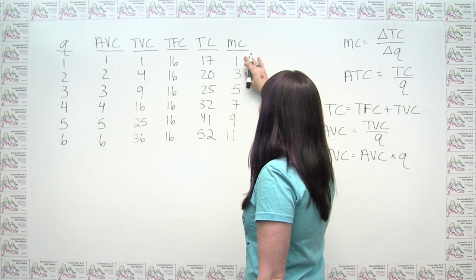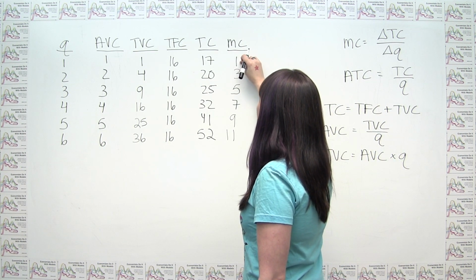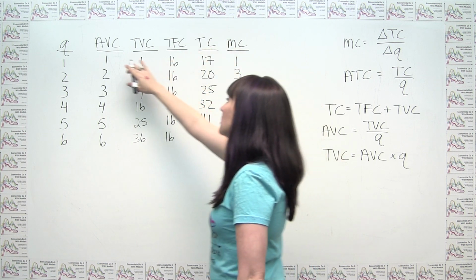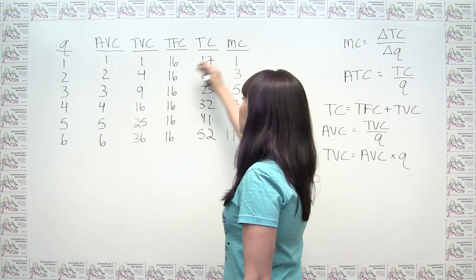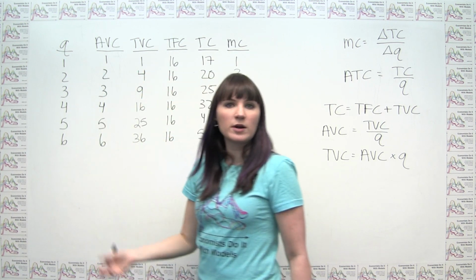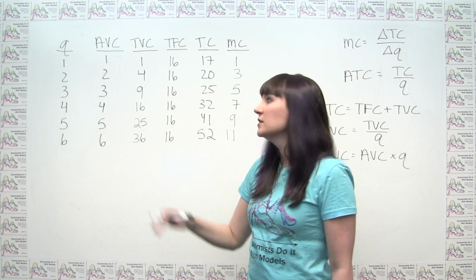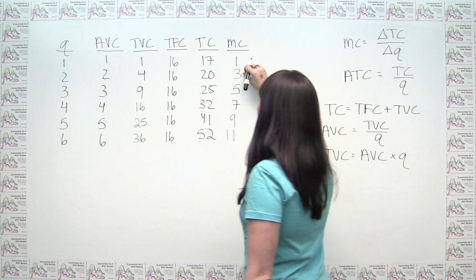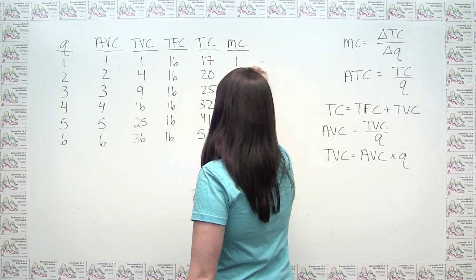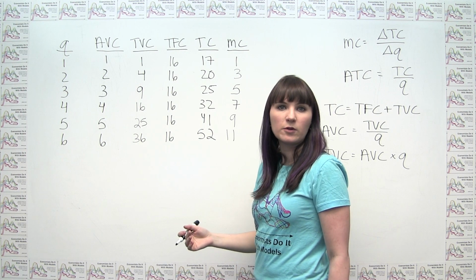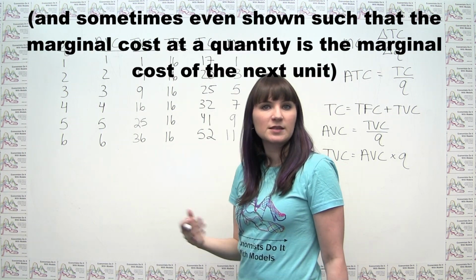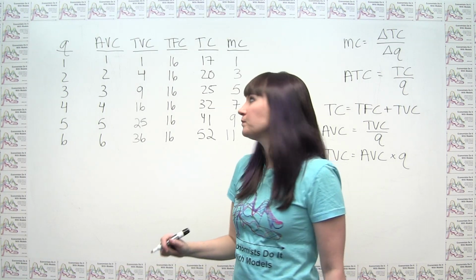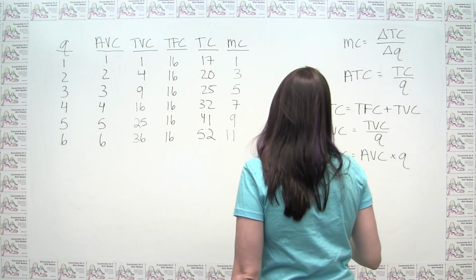Sometimes you'll see in your textbook that the marginal costs are written between two quantities. So the marginal cost of the first unit means the marginal cost in going from a quantity of 0 to a quantity of 1. Sometimes that'll be written between the quantity of 0 and 1. And then this 3 would be written between the quantity of 1 and 2, and so on and so forth. You want to make sure that what you're doing is consistent with the way it's presented in your textbook, but the idea is still the same. So this is our marginal cost.